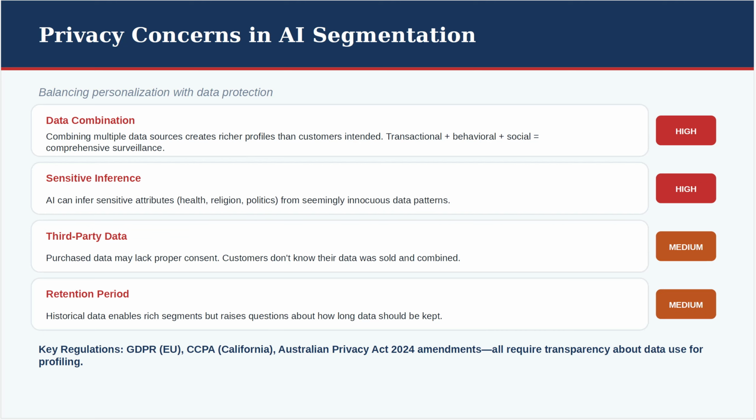And there are key regulations: GDPR, which is the European standard. We have CCPA, which is the US standard. And we have the Australian Privacy Act 2024 amended. All require transparency about data use, its collection, its disposal, its storage. So there are guides that are there to be followed.